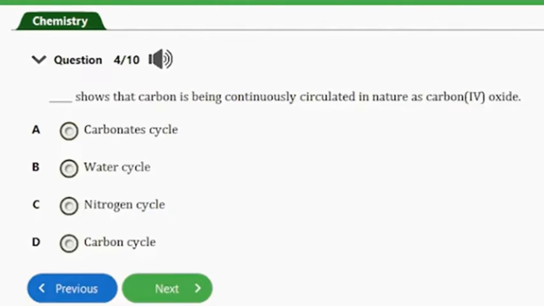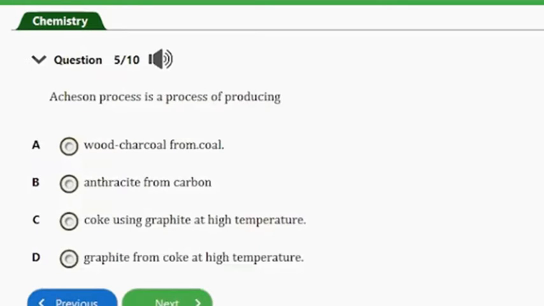Question number 4, it says, what shows carbon is being continuously circulated in nature as carbon dioxide? A, carbonate cycle. B, water cycle. C, nitrogen cycle. And D, carbon cycle. So guys, the answer to this question is option D here. So the carbon cycle shows that carbon is actually being circulated continuously in nature as carbon dioxide. So that's it for that question. Let's consider the next question.